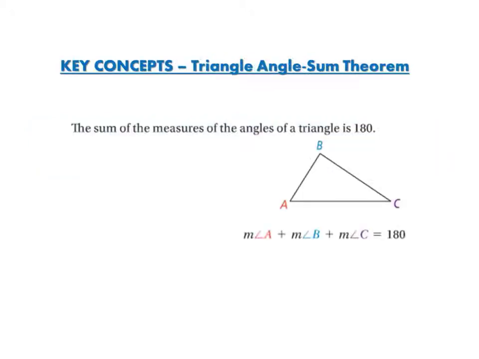The triangle angle sum theorem states that the sum of the measures of the angles of a triangle is 180, which means if you add the measure of angle A plus the measure of angle B plus the measure of angle C, it will always equal 180.